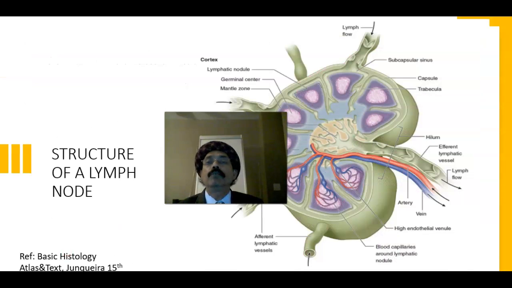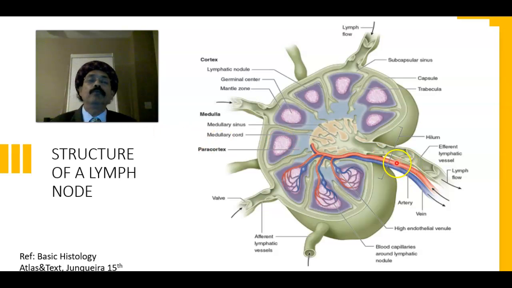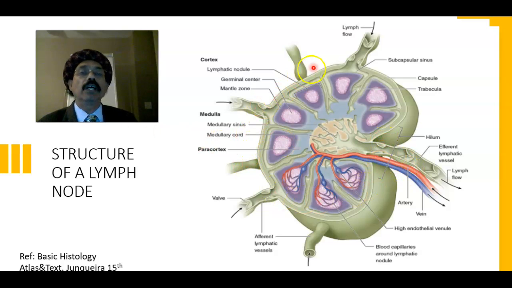Now if you look at the schematic diagram of a lymph node, the lymph node looks like a bean. It has a convex surface and a concave surface. In the concave surface, we have the hilum of the lymph node. If we cut a lymph node, the outside, lymphatic nodule containing part is the cortex. Then we get the paracortex area. Then this is the medulla.